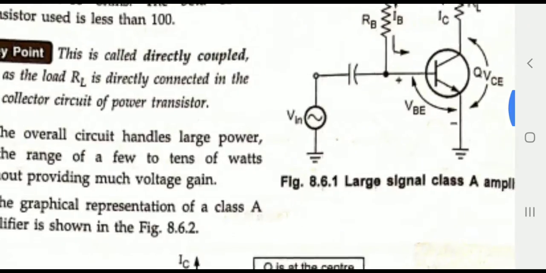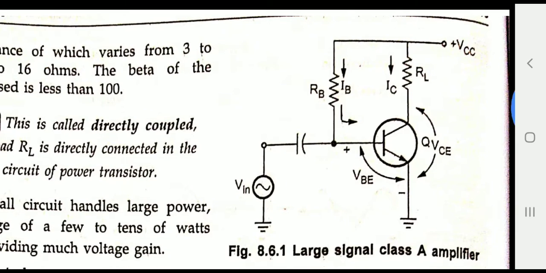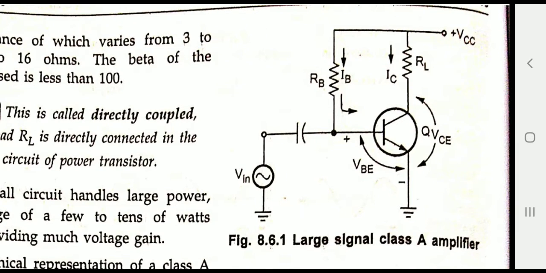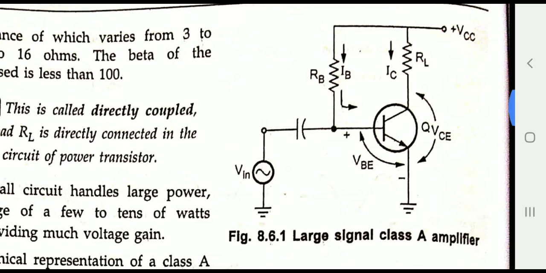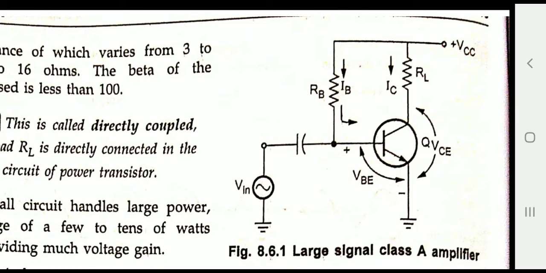As shown in the circuit diagram, this belongs to the class A power amplifier. It consists of a power transistor, a BJT power transistor which is NPN. Then at the collector terminal, a load resistance RL is directly connected, in series with the collector. Hence it is a series fed directly coupled amplifier.